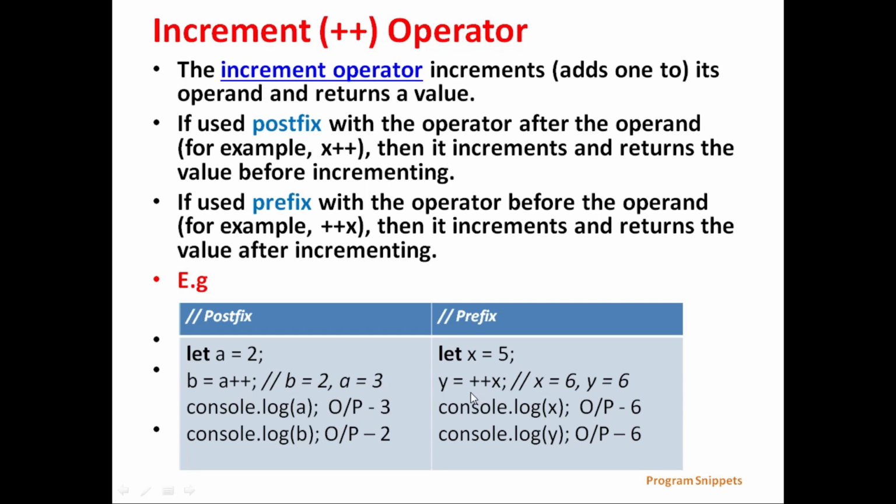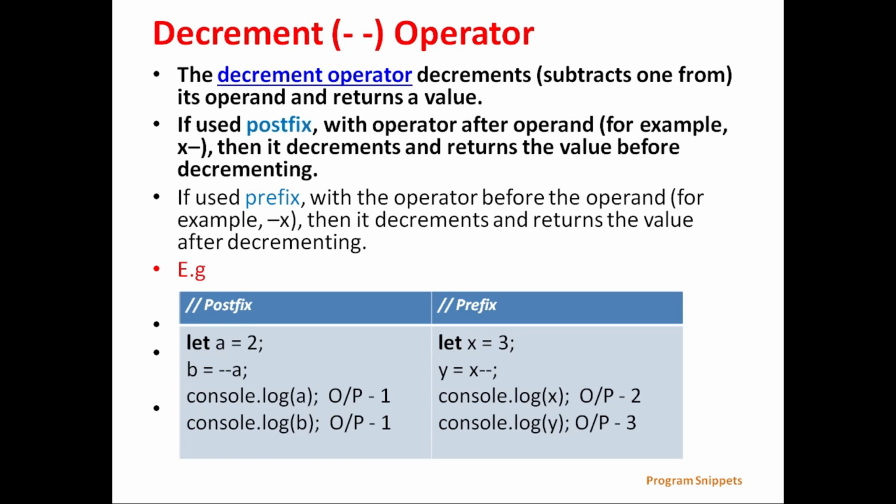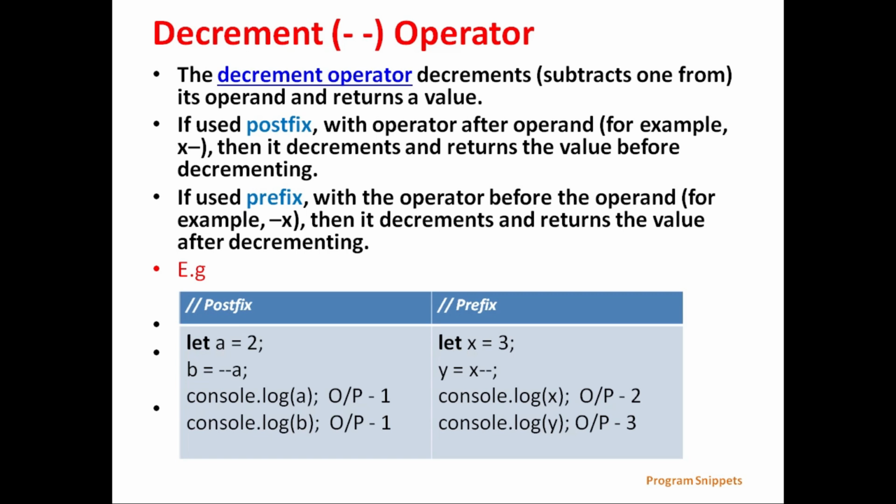And if we assigned x equal to 5, and if we give y equal to plus plus x, and when we print x and y, it will give the output 6. That is, after incrementing x, it will assign the value to y. Next is decrement operator. The decrement operator decrements its operand and returns a value. If postfix is used with operator after operand, then it decrements and then returns the value before decrementing. And if we use prefix with the operator before the operand, then it decrements and returns the value after decrementing.